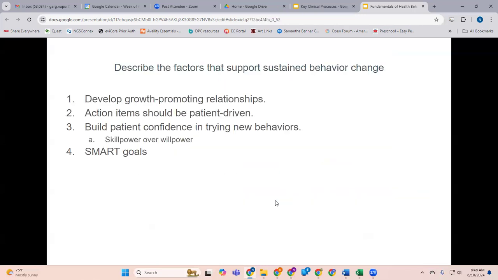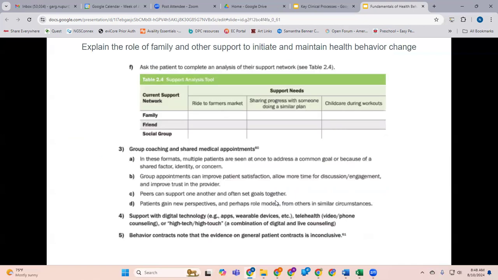Okay. Describe the factors that support sustained behavior. We talked about a lot of this already: growth-promoting relationships, action items that are patient driven, building patient confidence, willpower, and SMART goals. Explain the role of family and other support. I took this table out of the Foundations book, and it asks where you can see yourself getting support from. Are there family members that you may get support from?